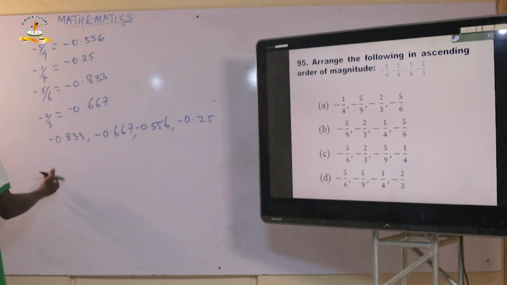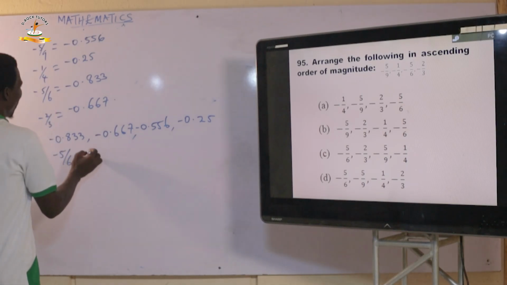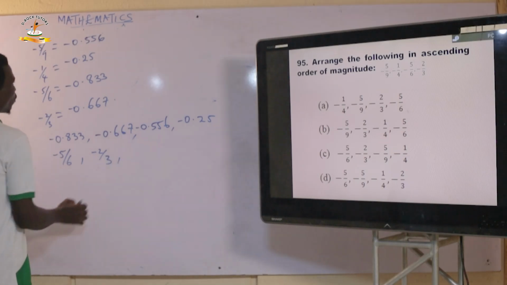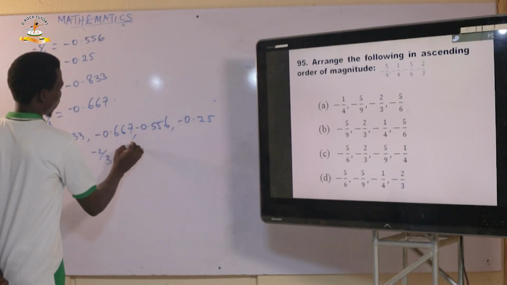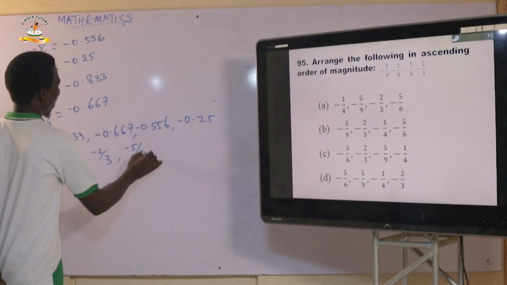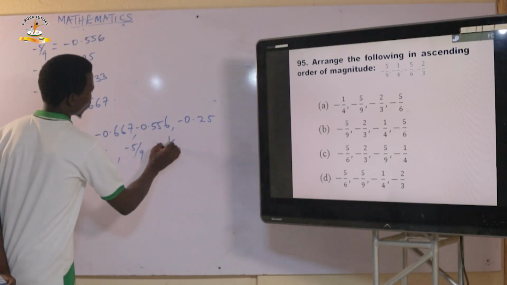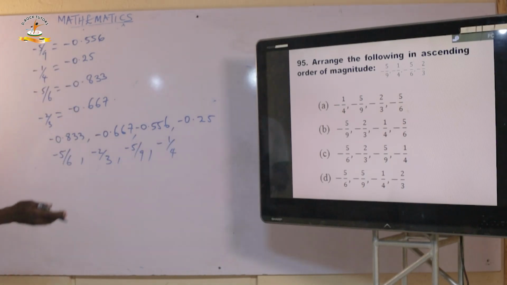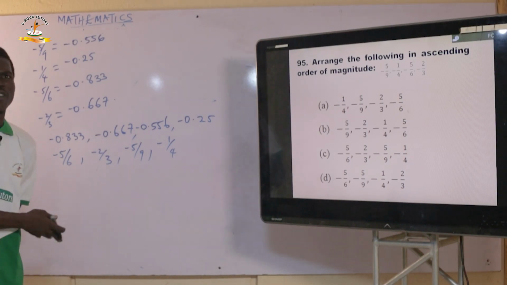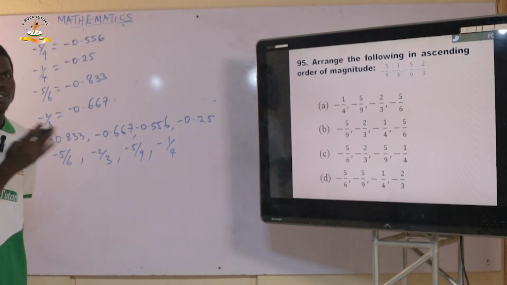And when you bring out their fractions, it means what? Minus 5 over 6, comma, what do we have? Minus 2 over 3 followed by minus 5 over 9, and the maximum of them is minus 1 over 4, which, if you check, your correct option will be what? I think that will be option C. That is the first way. But let's go the second way.